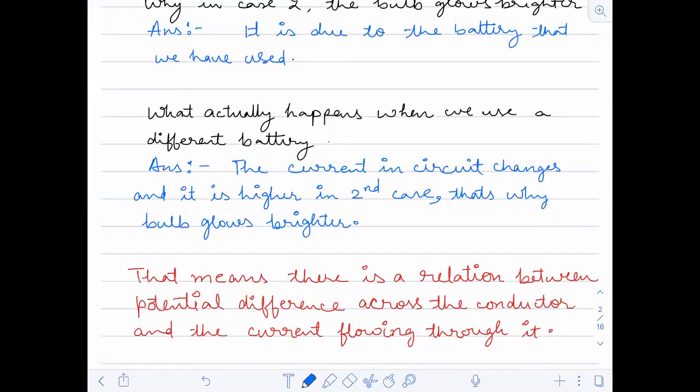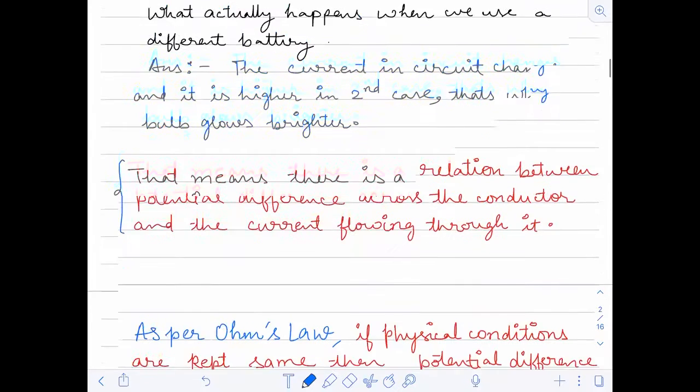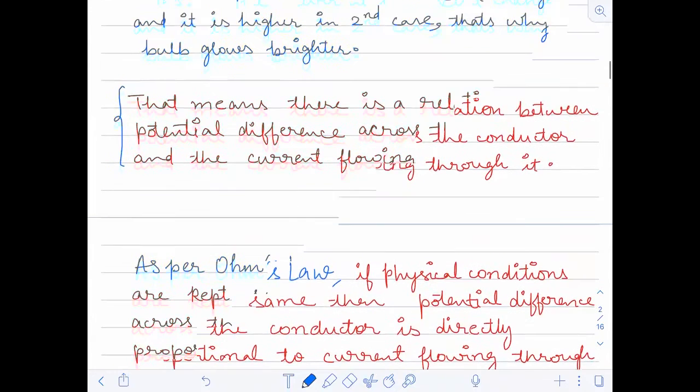Anybody is having any doubt in this statement? Ask. Anybody is having any doubt in this statement? I'll move forward then. Okay, good. Now, okay, you want again.